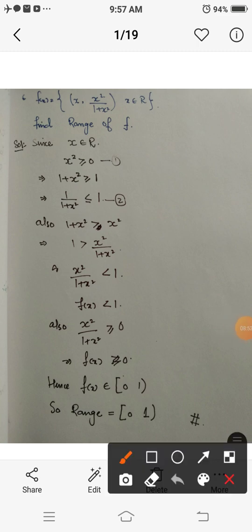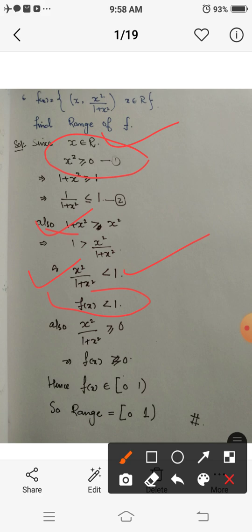Now what about the range? Here x belongs to R, which implies that when x is real, its square is always greater than or equal to 0. That is, x square is always non-negative. When we add 1 to this, 1 plus x square is always greater than x square, so 1 is greater than x square upon 1 plus x square. By interchanging the position, x square upon 1 plus x square is less than 1. This is the range element, f of x, that is, f of x is less than 1. So this is one endpoint.